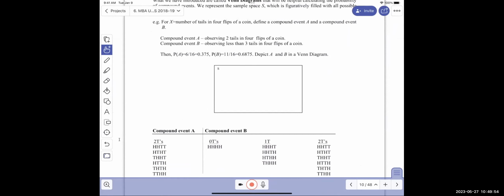So let's define X as the number of tails in 4 flips of a coin. And so think about the example I showed you before. And define A as observing 2 tails in 4 flips of a coin, and B as observing less than 3 tails in 4 flips of a coin. So I have depicted A here and B here. So now I've redefined the sample space of possible outcomes in terms of A and B, although there's other things that can happen. Can you draw A and B in this space?